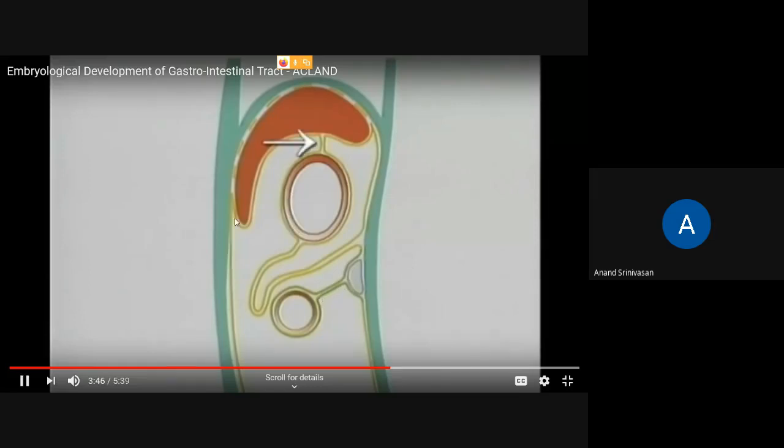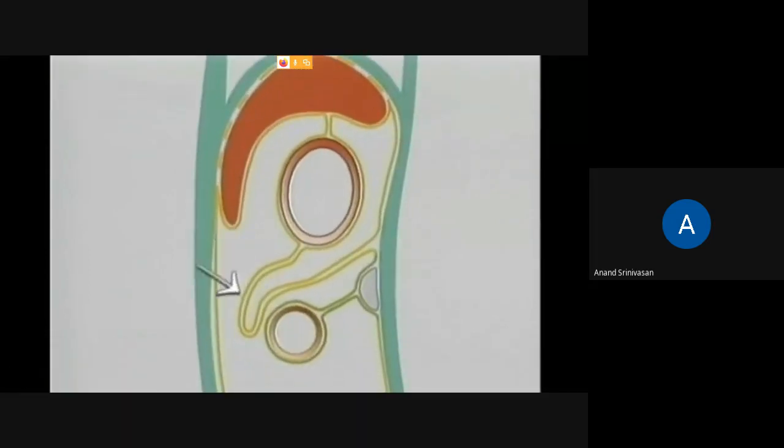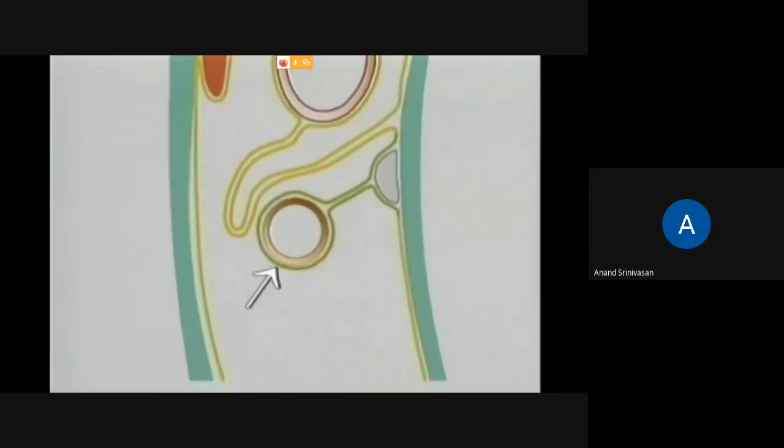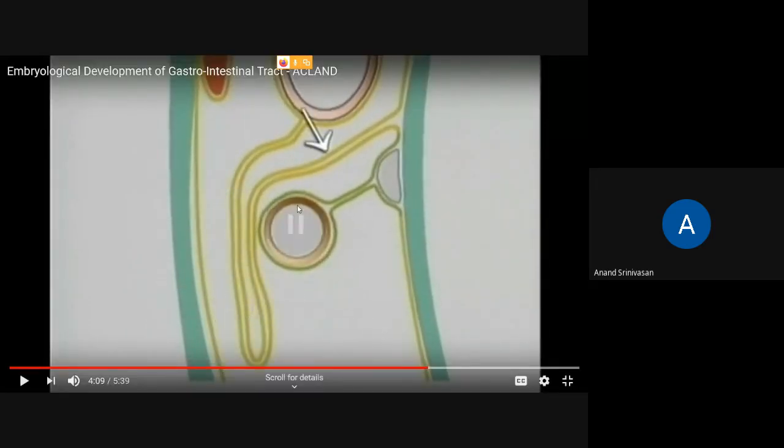Now let us see the omentum between the liver and the stomach. Here is the greater omentum, hanging down in a double fold. Below it is the transverse colon, suspended by the transverse mesocolon. This is the pancreas. The greater omentum grows downwards in front of the transverse colon. The greater omentum is also called the policeman of the abdomen.